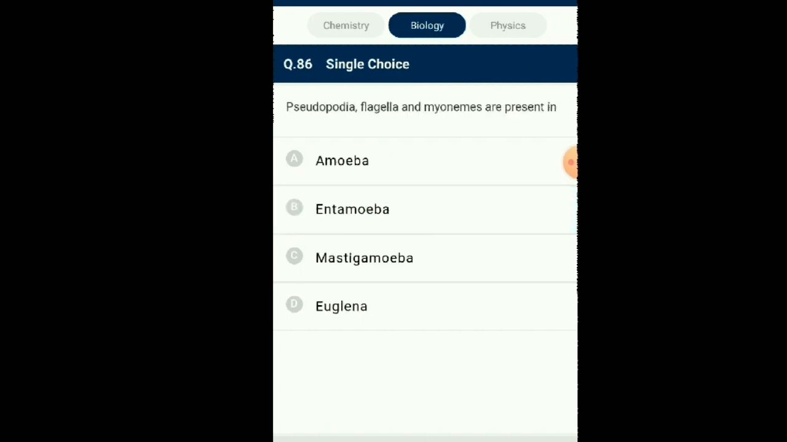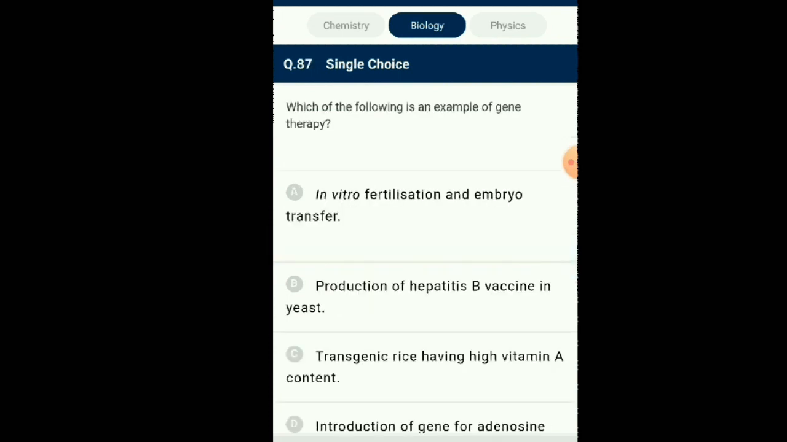Question number 86. Pseudopodia, flagella and myonemes are present in Mastigamoeba. Mastigamoeba is a genus of class Archamoebae in the kingdom Protista. They may exist as amoeboid flagellates, aflagellate amoebae, multinucleate amoebae, and as cysts. So the answer for this question is option C, Mastigamoeba.